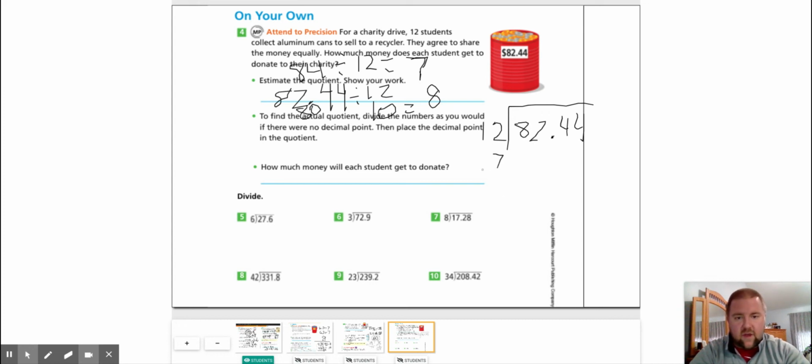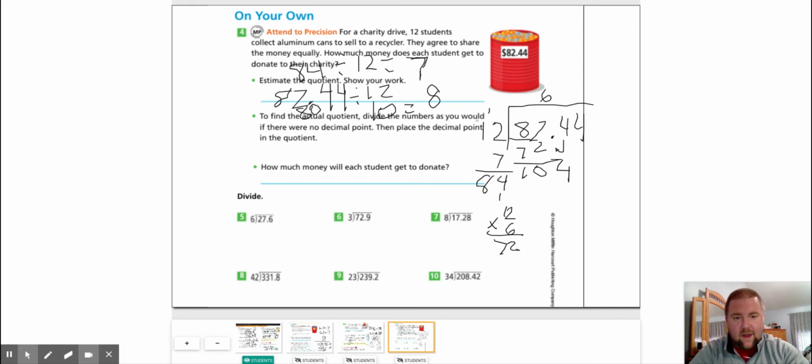So I do 12 times 7 is 14. 7 times 1 is 7 plus 1 is 8. So that's a little bit too much because we wanted to get to 82 and I got to 84. So I should try 12 times 6. Okay, 12 times 6 is going to give me 72. So that's going to work. So I'll put my 6 up top here. I subtract my 72. I get 10 and I bring down my 4.